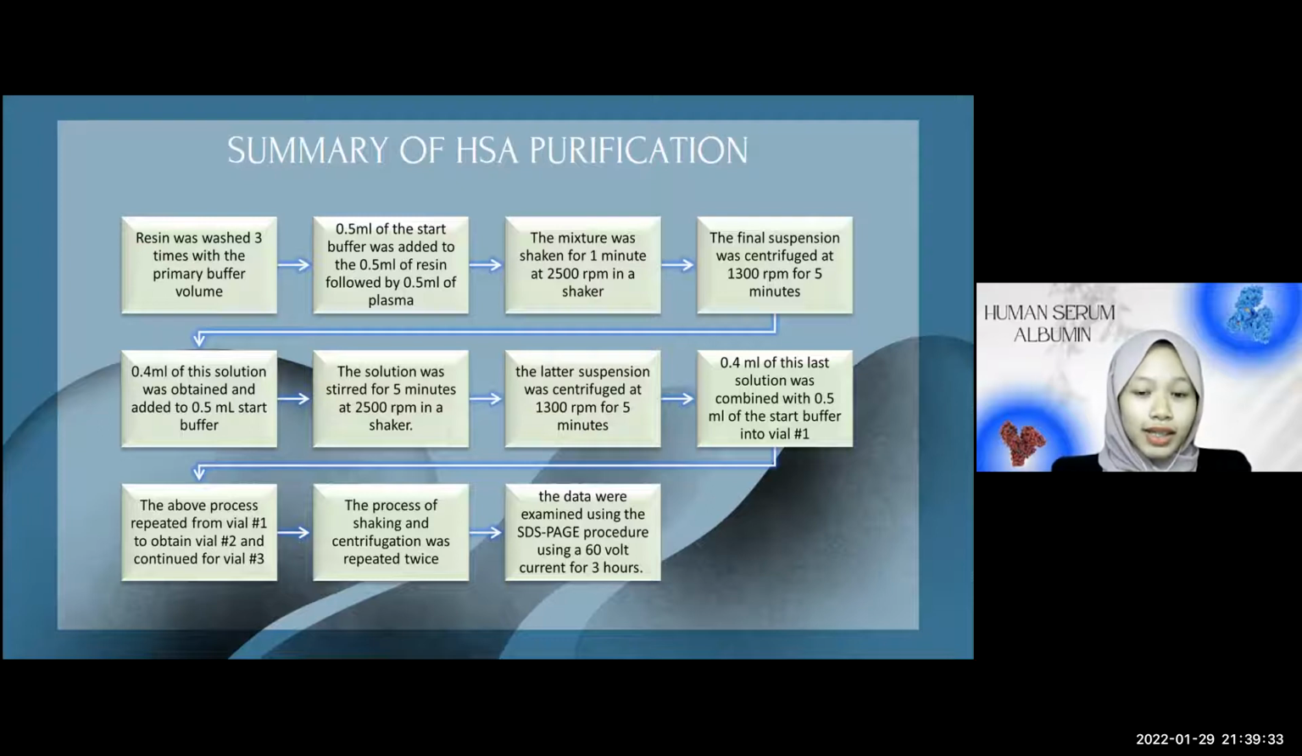The start buffer was added to the solution obtained just now and stirred for 5 minutes at 2,500 rpm in a shaker and centrifuged at 1,300 rpm for 5 minutes. This last solution was combined with the starting buffer into vial number 1. This process was then repeated for vial number 2 and number 3 using the same method. The process of shaking and centrifugation was repeated twice to obtain accurate results in data. Finally, the data were examined using SDS-PAGE procedure using 60 volt current for 3 hours.